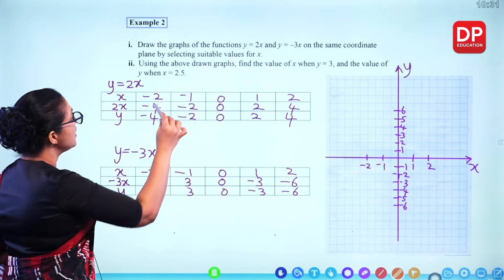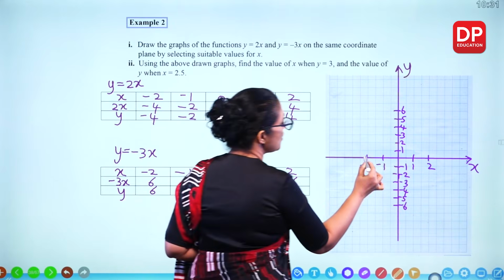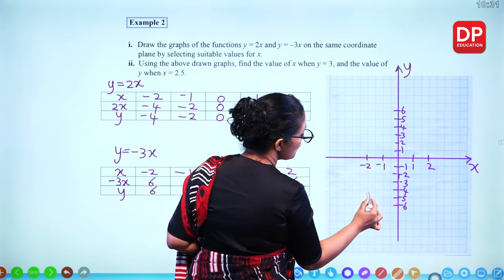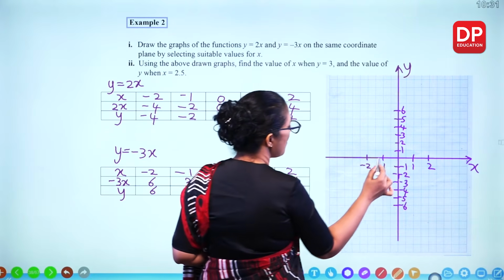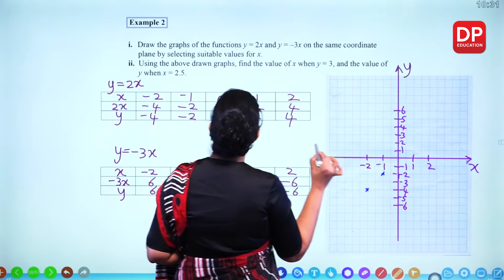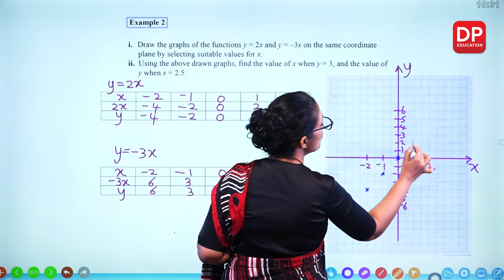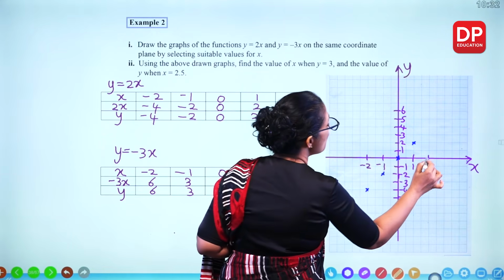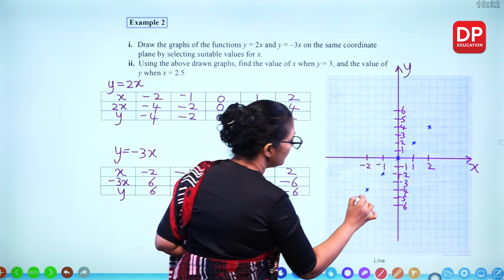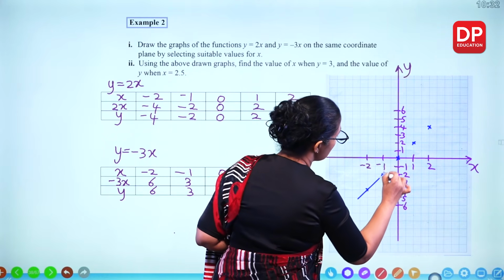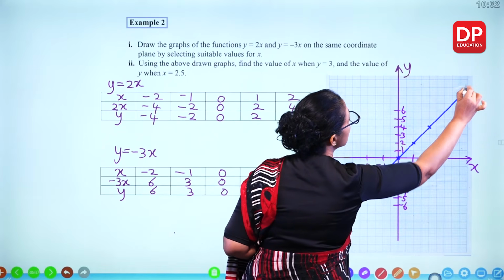What's the first one? -2, -4. -2, -4 is here. -1, -2. 0, 0. 1, 2. 2, 4. Now we'll connect with the ruler. You get a straight line like this.